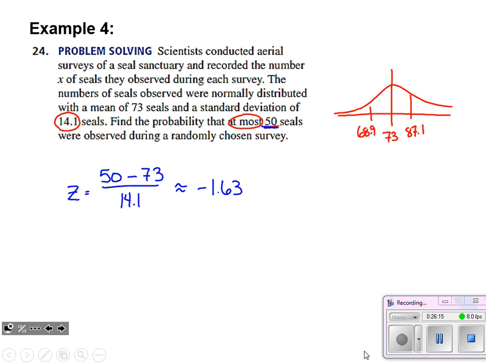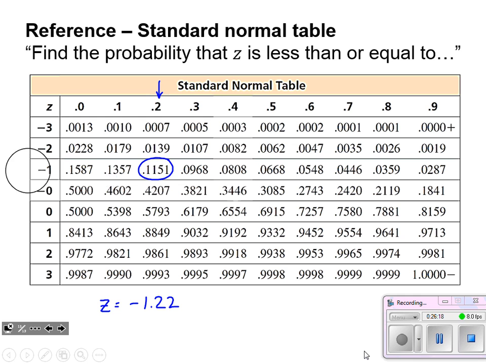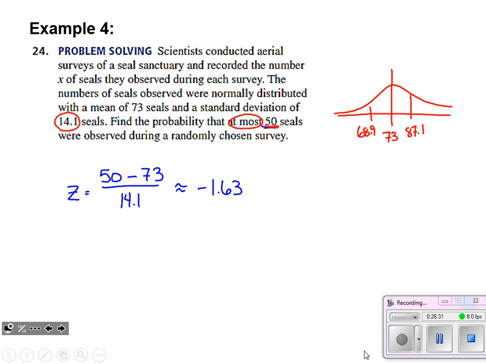So if I go back to my table, negative 1.63. Okay, I'm at negative 1, and then 0.63 would fall in this column. We have to do a little bit of rounding here, but we get 0.0548. And that table is telling us the less than or equal to, so it's agreeing with this at most. So that probability of 0.0548 is our answer.